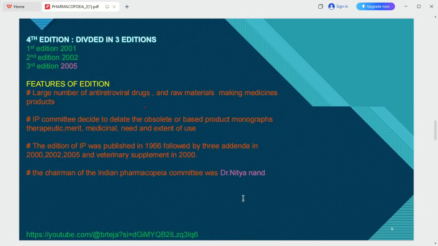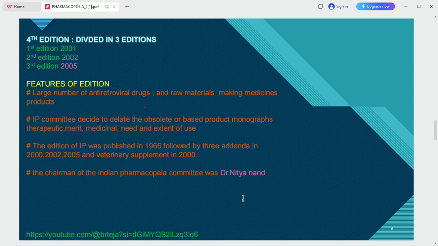Right. Next, the fourth edition. The year of publication was 1996, and there are three volumes: 2000 first, 2002 second, 2005 third. It included a large number of antiretroviral drugs and herbal plants commonly used in making medicinal products not covered by any other pharmacopoeias, and attracted much global attention. The Indian Pharmacopoeia Committee decided to delete obsolete or less used product monographs and added monographs based on therapeutic merit, medicinal need and extent of use of such articles in the country.